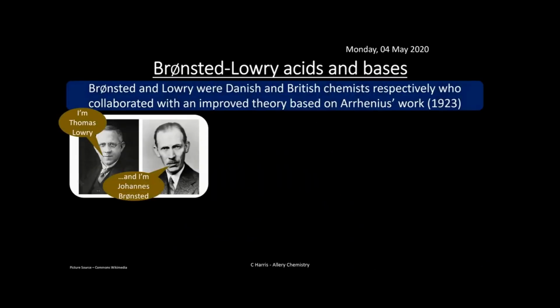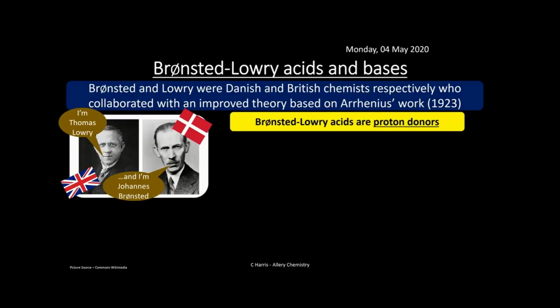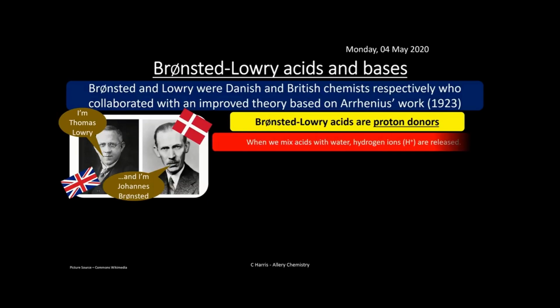So it took two people, he needed two heads to do this, which was Bronsted and Lowry, who were Danish and British chemists. And basically they collaborated and improved the theory that Arrhenius did in 1923. So that's much, much closer to home, just under 100 years ago. So there's the picture. So Thomas Lowry was a British scientist, and Johannes Bronsted was Danish, and they came up with an idea that acids are proton donors.